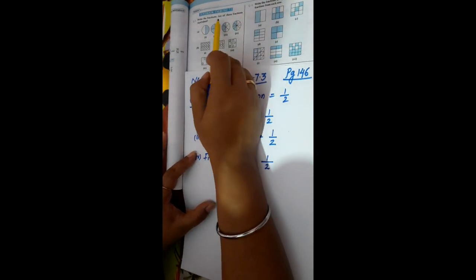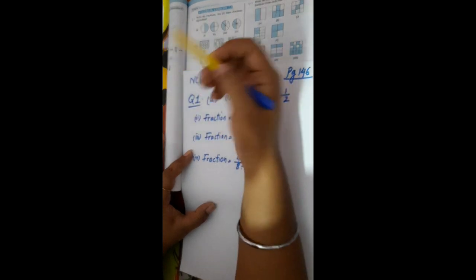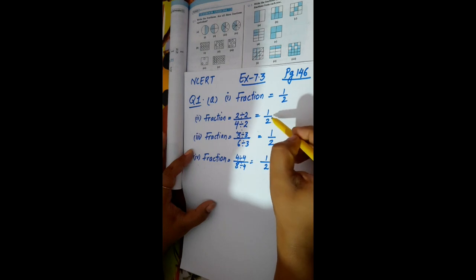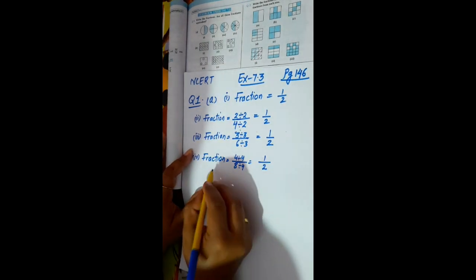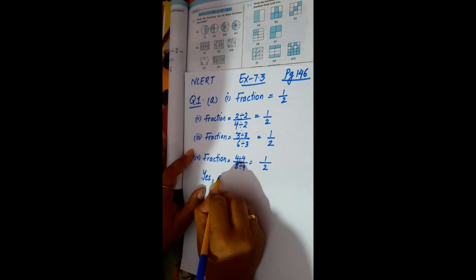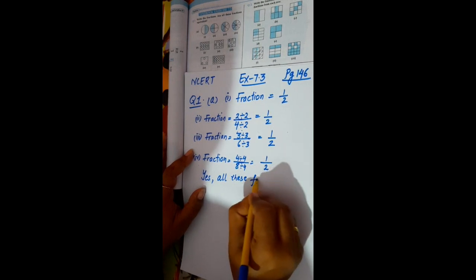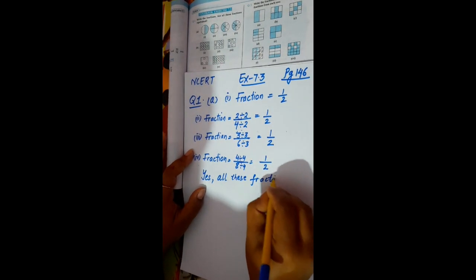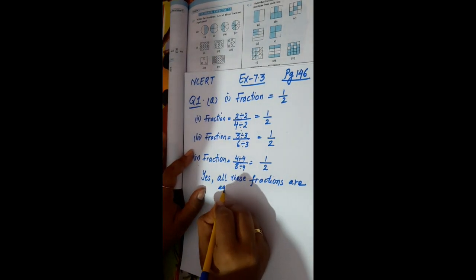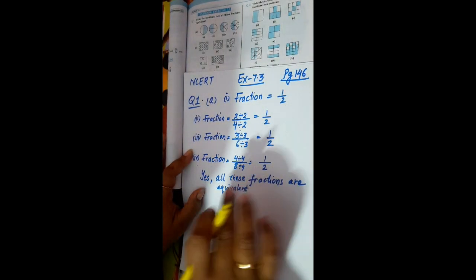After that we have to find out, are all these fractions equivalent? Equivalent means equal. After reducing, what will we find? All parts have same fraction. So I will write yes, all these fractions are equivalent, because all are equal.